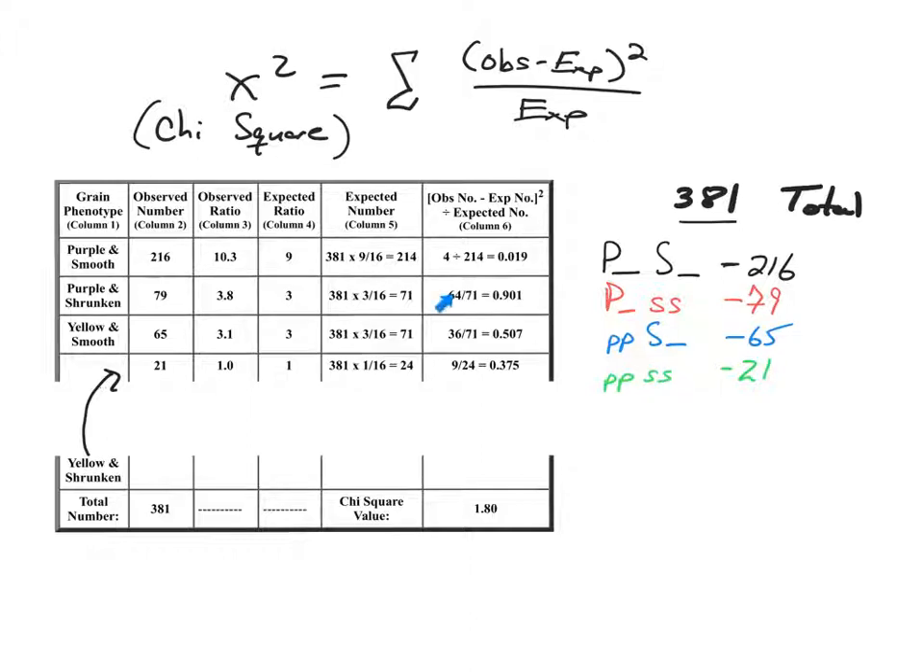Let's do the next one together. Understand you're going to have to do this on the exam by yourself. This is subtracting and adding and squaring using a calculator. I don't see this being a problem, assuming you understand what's going on here. Observed minus expected squared divided by expected.